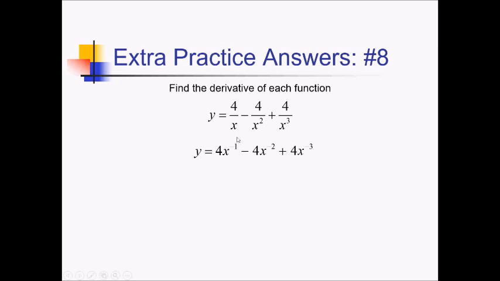So going from left to right, we've got negative 4 x to the, we're subtracting 1, making it more negative, so that'll be negative 2. Next, this is going to be positive 8 x to the negative 3. And finally, we have minus 12 x to the negative 4.